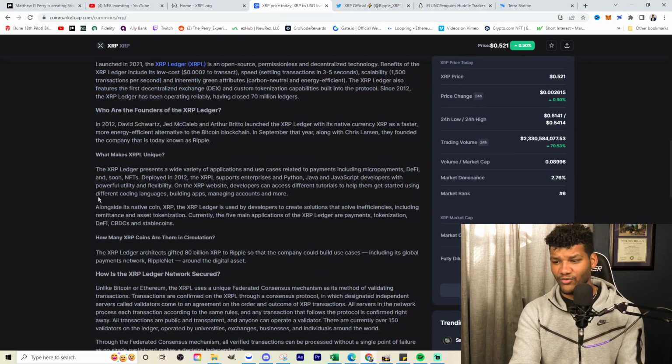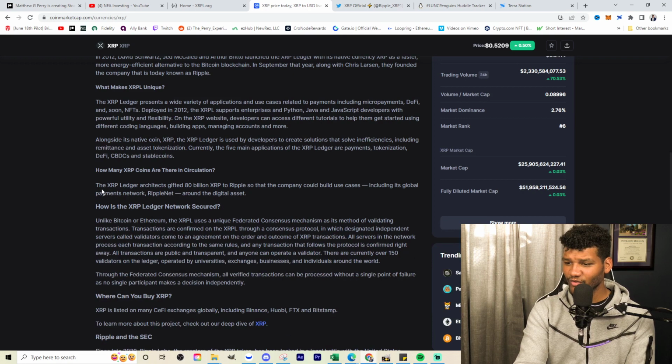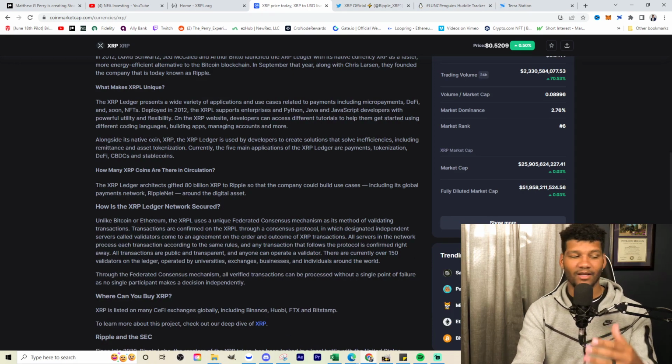Let's scroll down to what makes XRP unique. XRP Ledger presents a wide variety of applications and use cases related to payments, including micropayments, DeFi, and soon NFTs. Deployed in 2012, the XRPL supports enterprises and Python, Java, and JavaScript developers with powerful utility and flexibility. On XRP website, developers can access different tutorials to help them get started using different coding languages, building apps, managing accounts, and more.